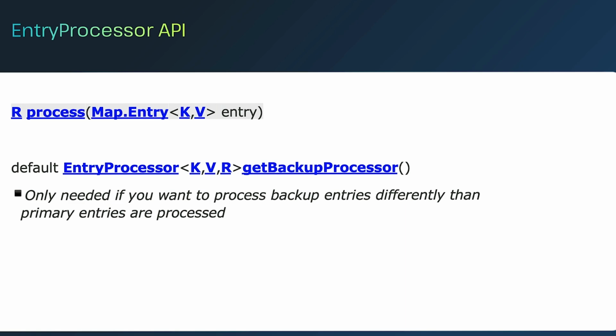Here's the complete entry processor API. In most cases, the only method your entry processor needs to implement is the process method. It takes a single argument, which is the map entry the processor will operate on, and it can optionally return a value, which could be the map entry, a value from the map, or anything else you choose. Now, by default, the processor will run against both the primary and the backup entries in the cluster. If you want backups to be treated differently, you can implement the optional getBackupProcessor API.